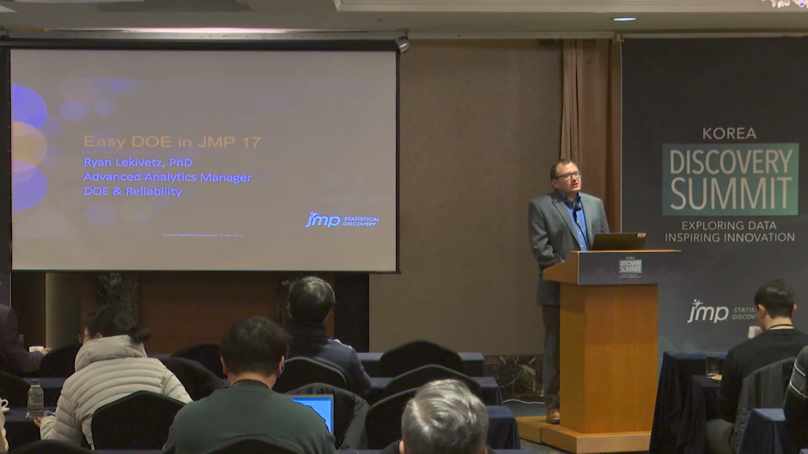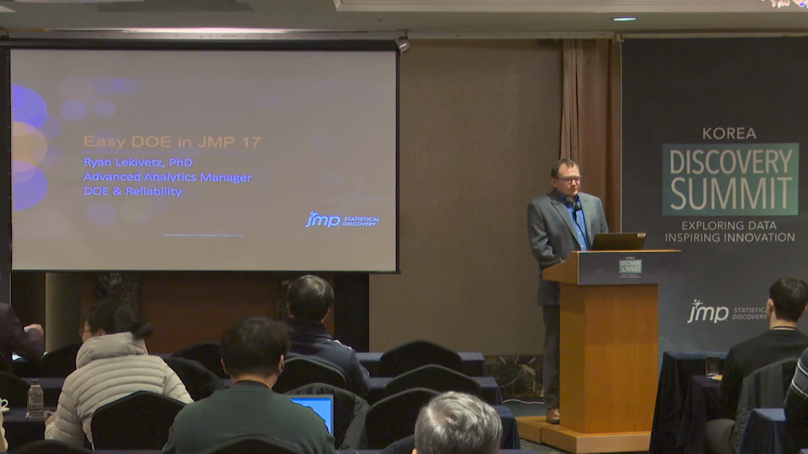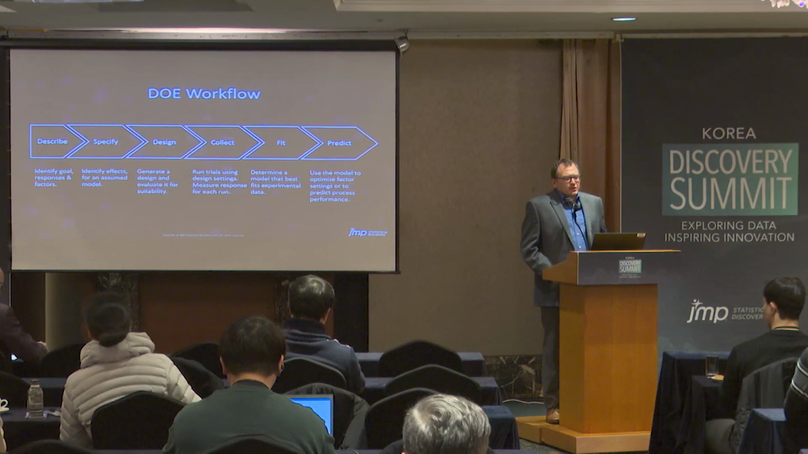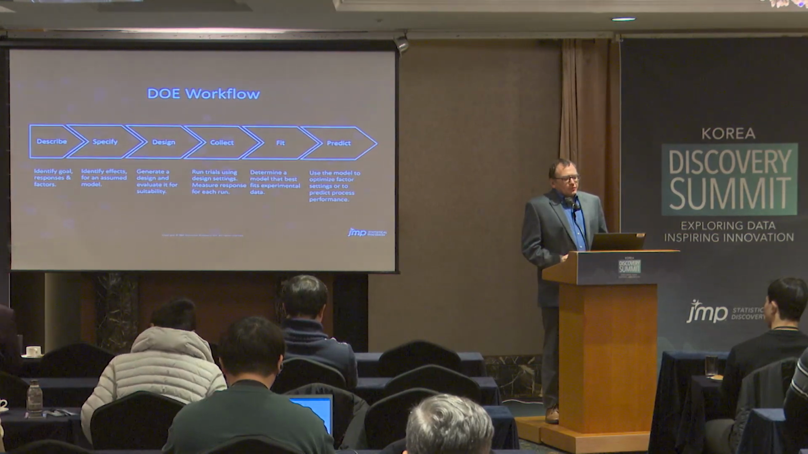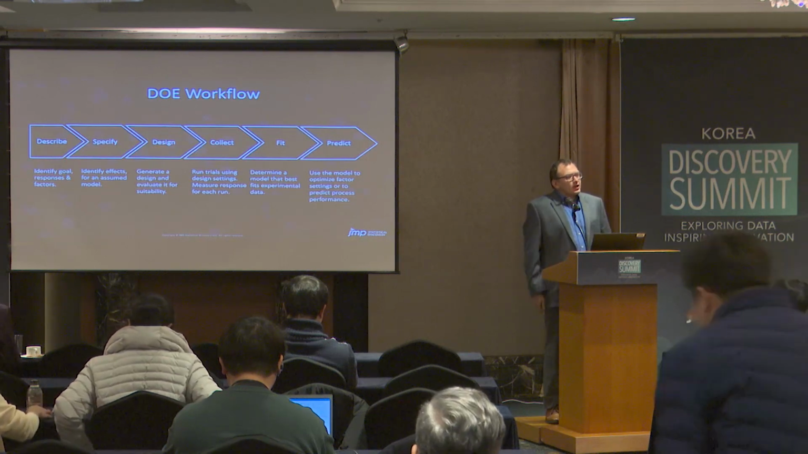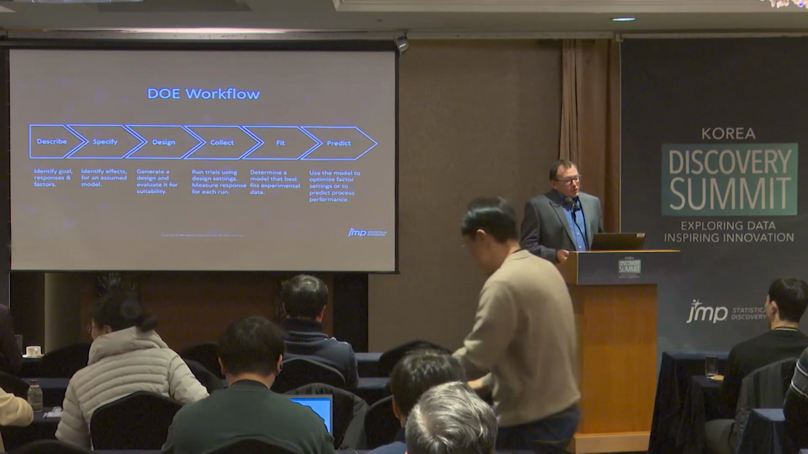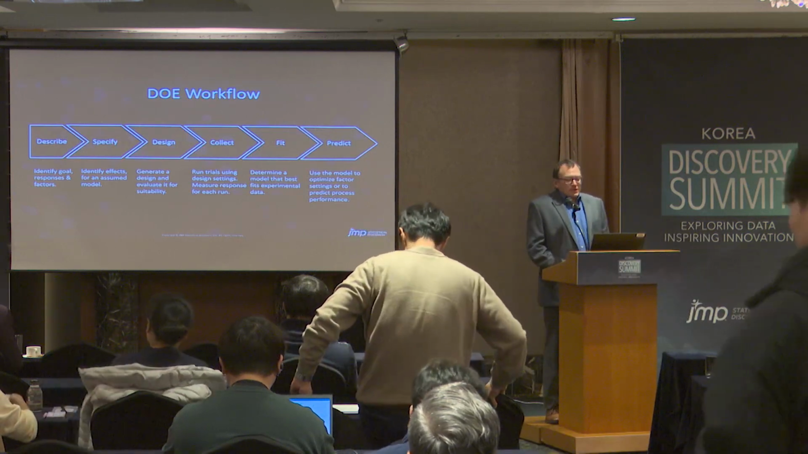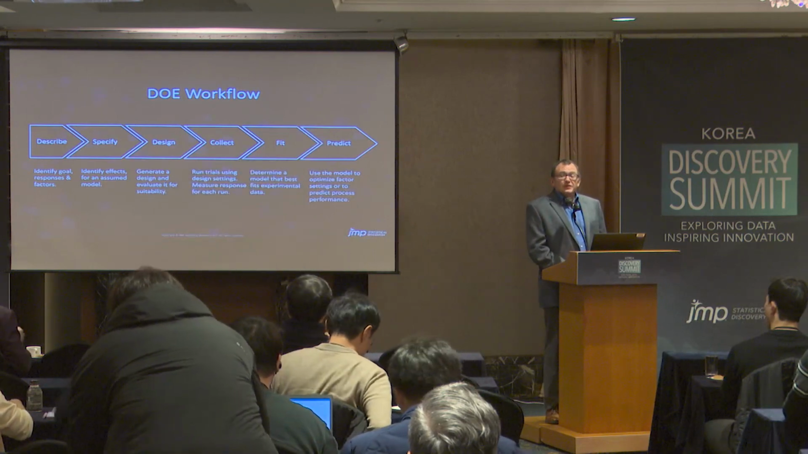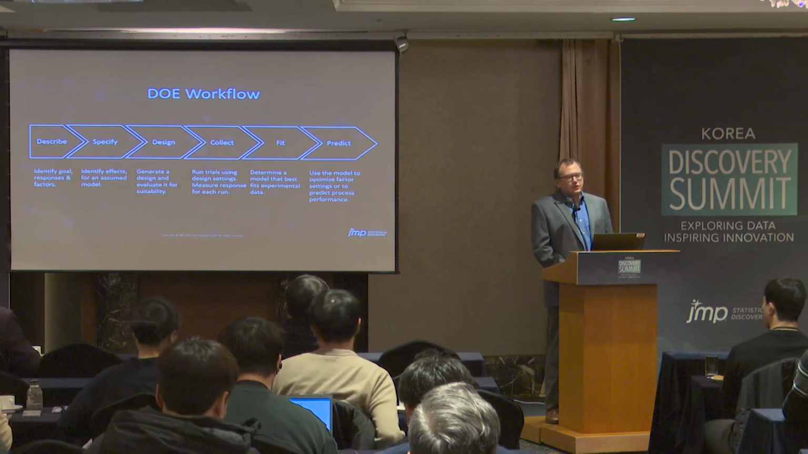And so in JMP 17, with easy design of experiments, or Easy DOE. Now, when we talk about designing an experiment, there are some common steps that we take. So the first is to describe, where we identify our responses and factors. Specify, so really which model do we want to fit in this experiment. The design, right? Now we're going to create the design based on the factors and the model that we've picked in those first two steps.